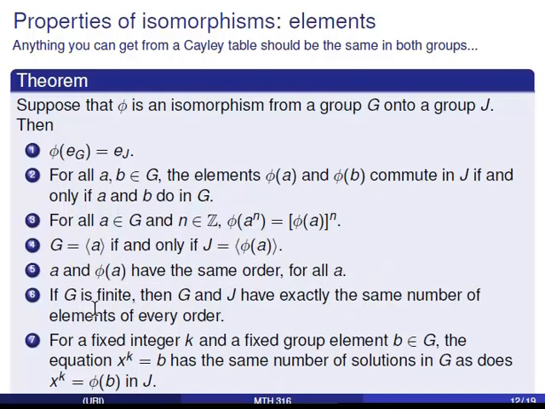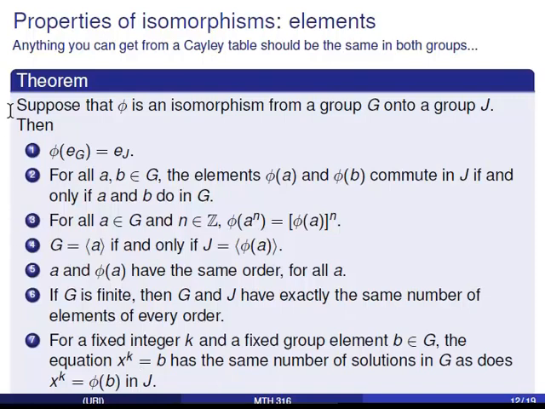If G is finite, then G and J have exactly the same number of elements of every order. They have the same number of elements of order 2, they have the same number of elements of order 3, and so on. And then finally, for a fixed integer k and a fixed group element b, the equation x to the k equals b will have the same number of solutions, the same number of elements making that true in G, as does the same equation x to the k equals phi of b in J.